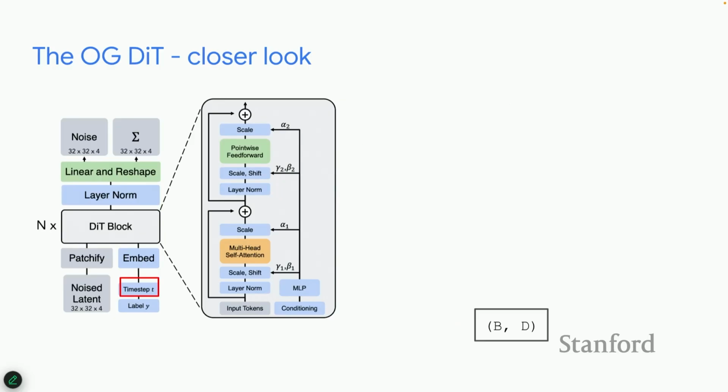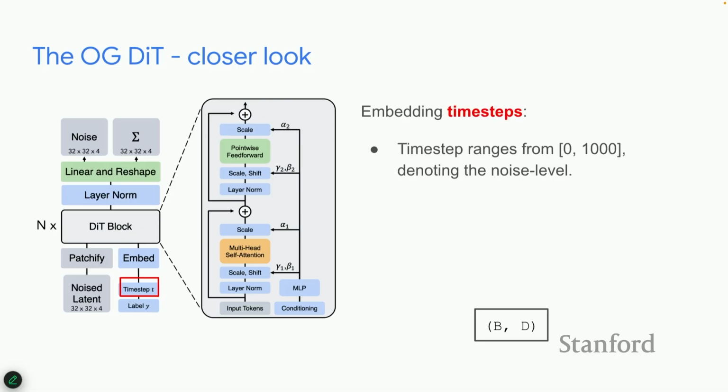How do we actually embed time steps? I've been talking about time steps for quite a bit now, but let's see how we actually embed them. Time steps are really important. I'm also going to show you the expected output shapes, and in this case, it is batch size, comma, the hidden dimension of the transformer blocks. So how do we embed time steps? Time steps can range from 0 to 1000, where 0 means no noise and 1000 means it's fully noised.